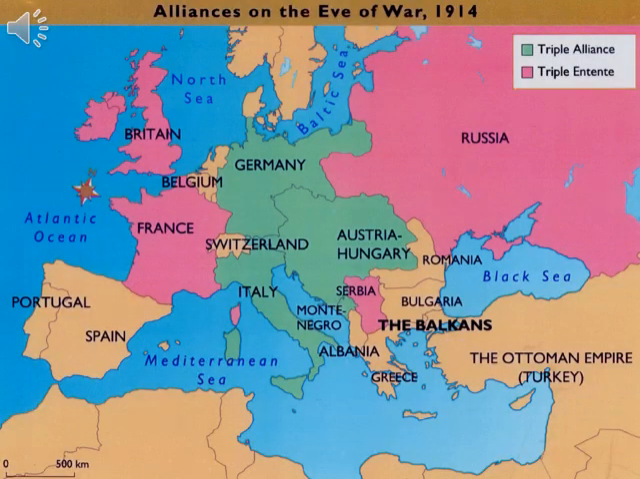This map depicts the alliances on the eve of war in 1914, with the Triple Alliance, Germany, Austria-Hungary, and Italy, represented in green, and the Triple Entente of Russia, Britain, and France represented in pink. Neutral nations are represented in the light brown or tan color.